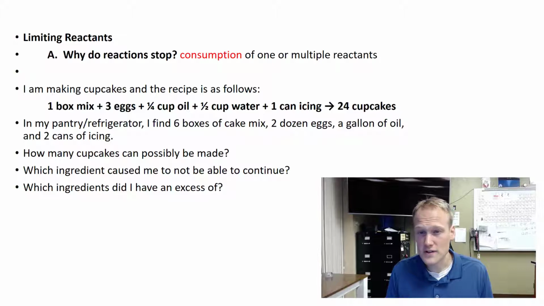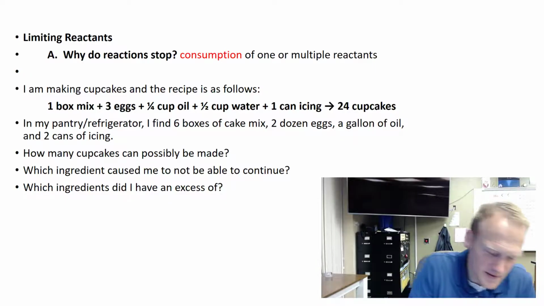In order to solve this, you have to look at what you have and how many cupcakes you can make based on the reactants or the ingredients that you have. And after you do that, you can calculate how many cupcakes you can make and how much leftover of the other ingredients you would have. We call these excess ingredients. So we just take a quick look at this example.